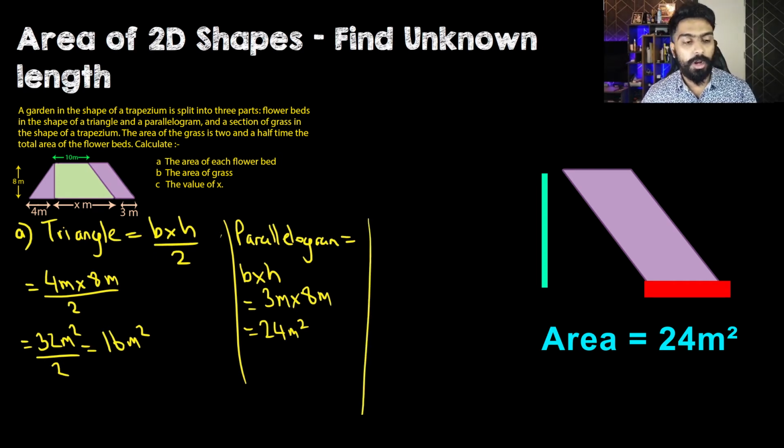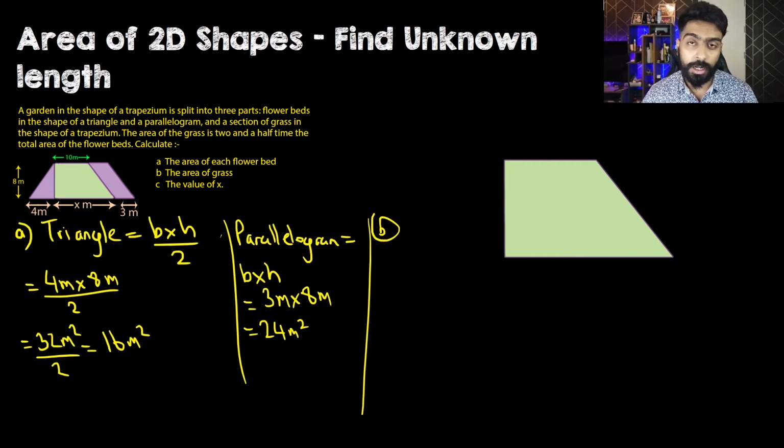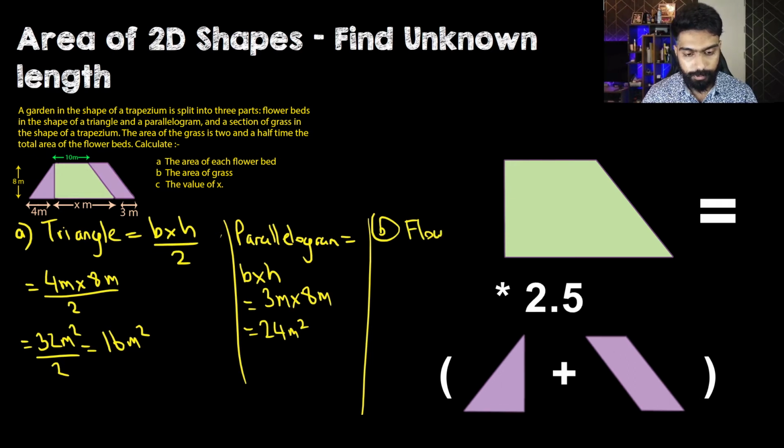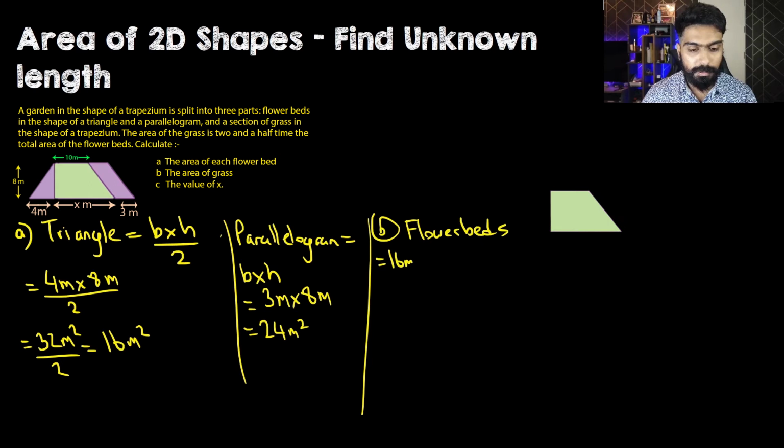Now next guys, what do we know from this question? They are asking us to find the area of the grass, right? So let's find the area of the grass. So B, we know that the area of the grass is 2.5 times the area of the triangle and the parallelogram, the flower beds, right? The flower beds are equal to 16 meter square plus 24 meter square, which is equal to 40 meter square, right?